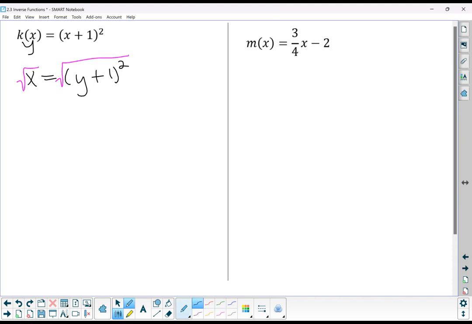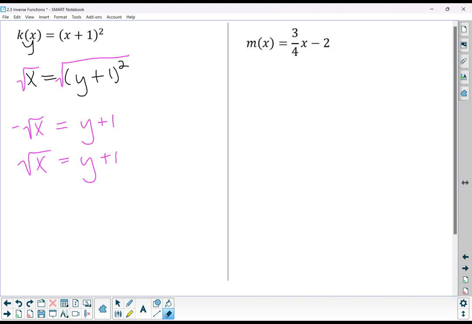Now, when we're finding a function, we technically maybe would have a plus or minus symbol here, but what we would really have is that we have two potential inverse functions. The negative root x is equal to y plus 1, and positive root x is equal to y plus 1. So we do technically have these two functions we could find. However, unless specified, we can always assume that we're looking for the positive function. So we don't need to worry about this negative one because we're just going to find the positive inverse.